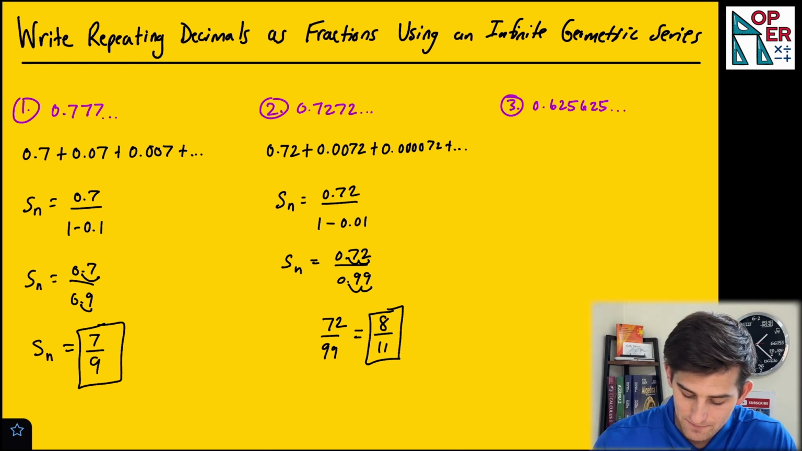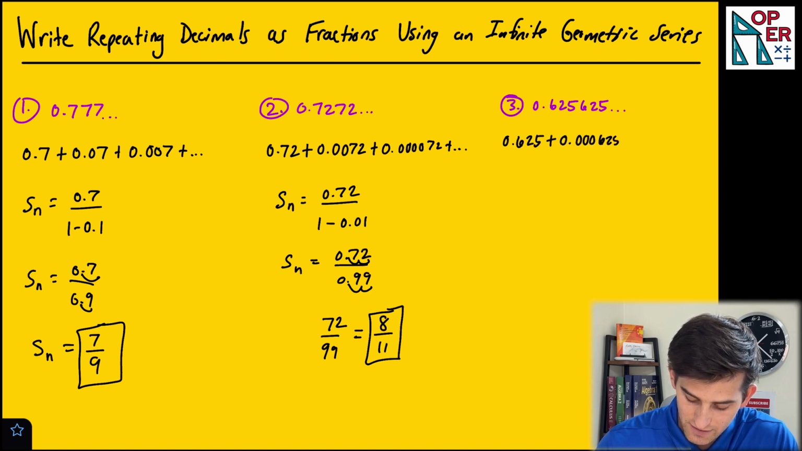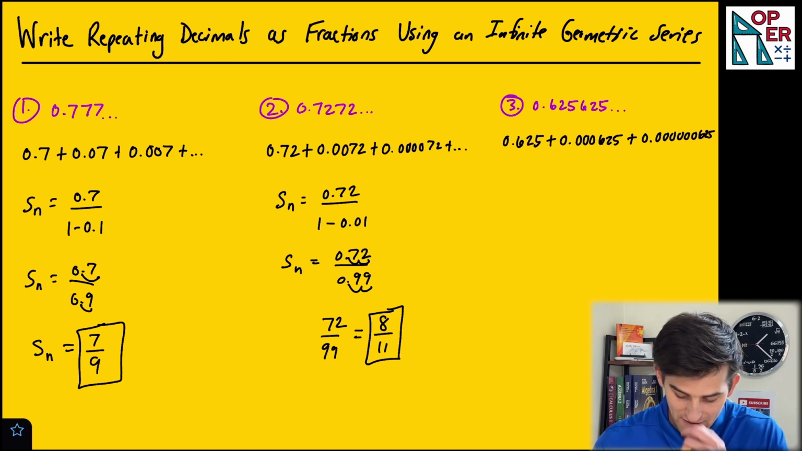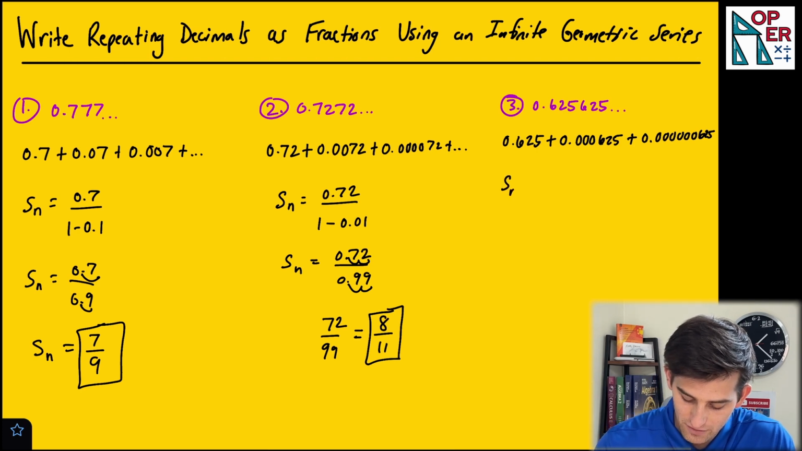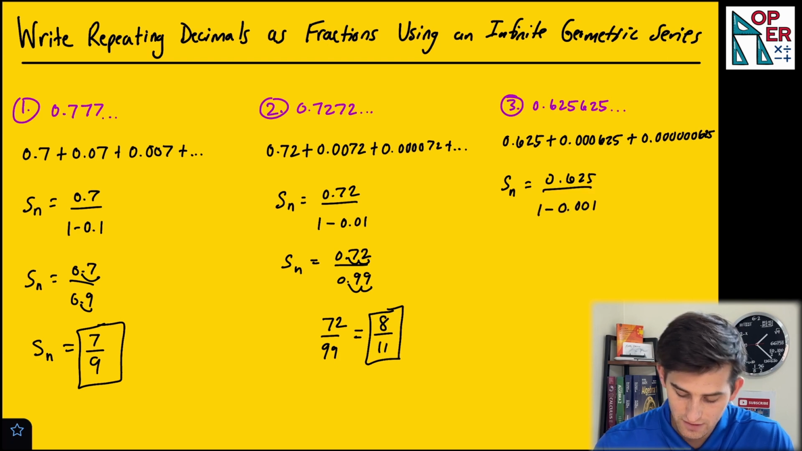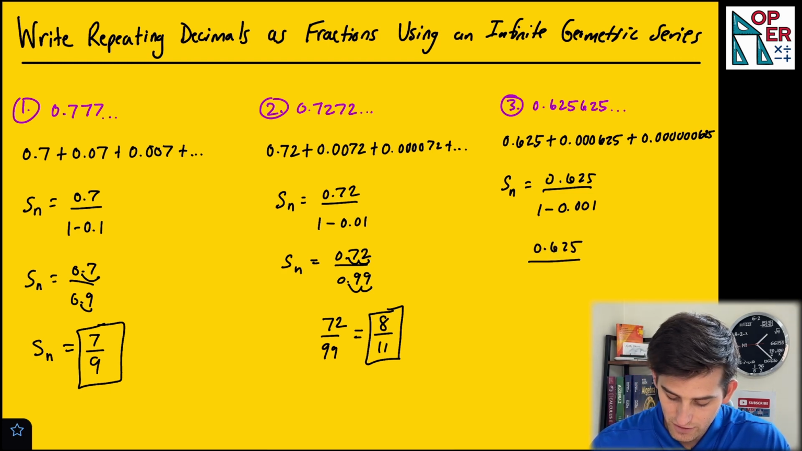And our last example, number three, we're going to start off and write 0.625 plus 0.000625 plus 0.000000625. And obviously that's going to continue on going forward. So now we can use our equation. So our first term would be 0.625. Now we're going to divide by 1 minus 0.001. Okay? All right, so now we see 0.625 in our numerator, and now we're going to have 0.999 in our denominator.